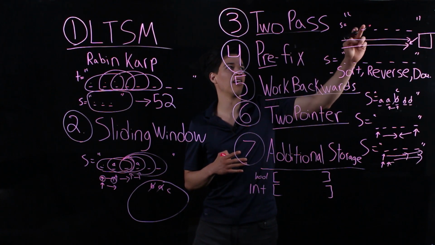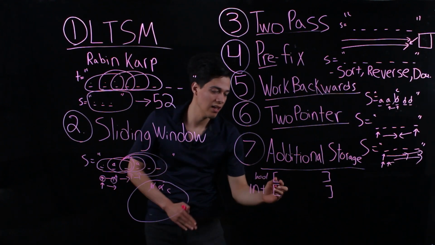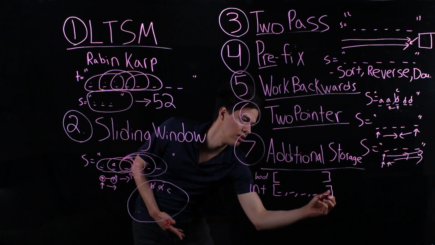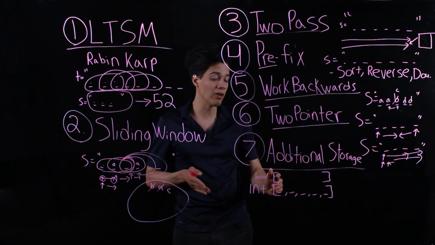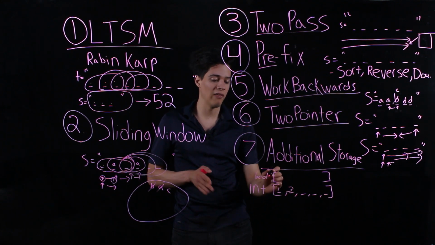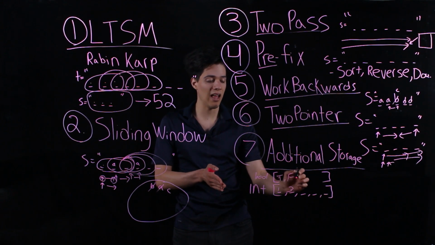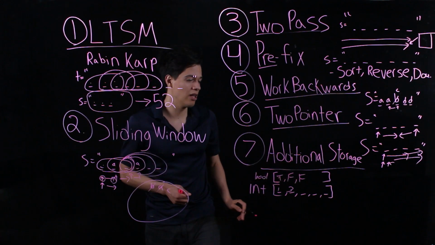If I hit an A, I can represent in this int array, the first index of this array may map to some character, maybe the character A. If I'm talking about the English alphabet and I have A through Z only, I can count occurrences of A, I can count occurrences of B. If I'm using a bool array, I can say, have I seen this before, true or false? I've seen an A, I have not seen a B, I have not seen a C. That's just one, using additional storage.